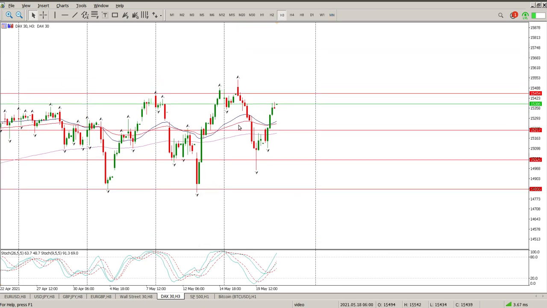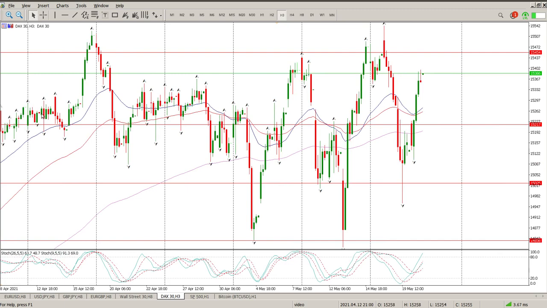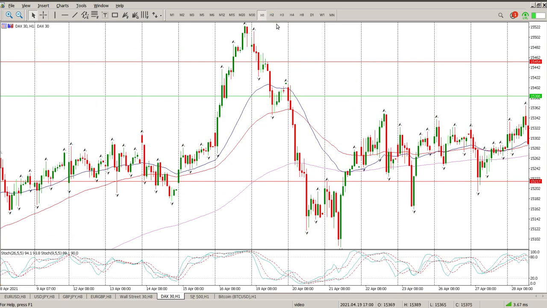moving averages kind of starting to point up, but I'm looking for price to maintain itself above the moving averages before jumping in on this. So that's kind of the first thing I'm looking for in the DAX. That's going to be the first indication that we're breaking out of this consolidation range of the last couple of weeks. So let's just get straight down to the hour.